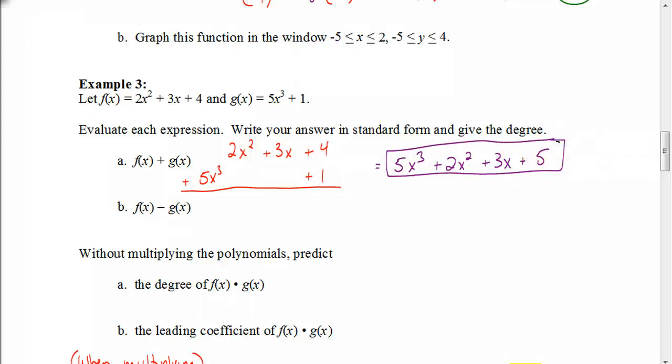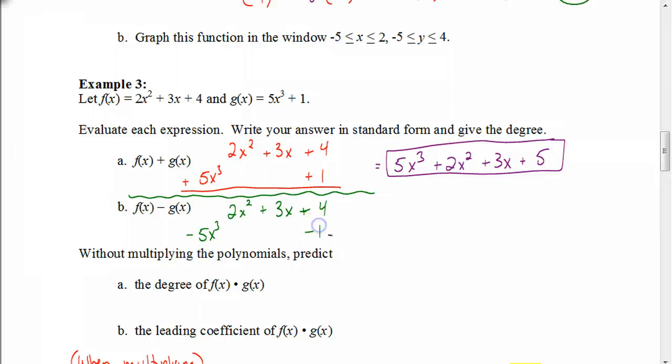Now the same thing is true with subtraction, but it's a little bit trickier. So we're going to start out with this so we can make sure we don't get confused here. We're going to start out with the 2x squared and 3x plus 4. That's our f of x. Now we're subtracting from that g of x. Now we're subtracting every term. So the fact that this is 5x cubed plus 1 means I have to subtract 5x cubed, and I have to subtract the 1 from those previous terms.